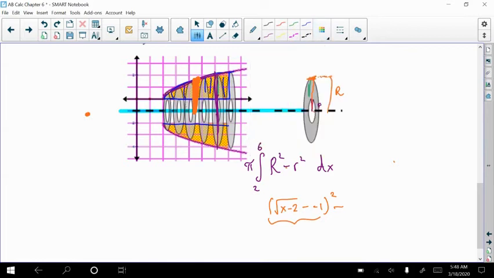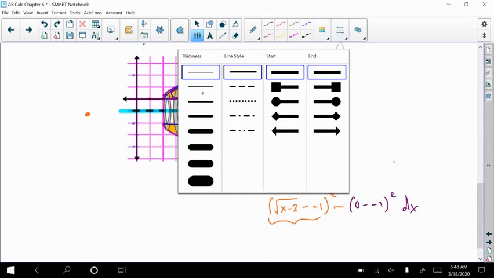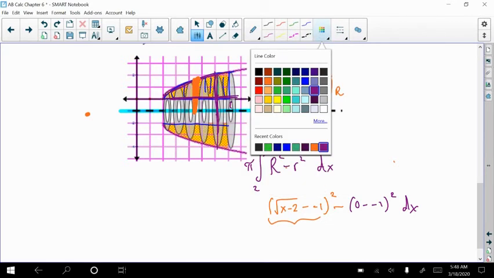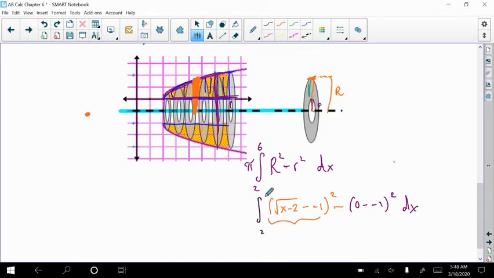Now, the smaller one, this radius has a boundary that's on the line y equals 0, and it has a lower boundary of y equals -1. So then I'd say that's 0 minus -1 squared dx. And then don't forget, let's put our integral symbol on from 2 to 6, and then there's pi.